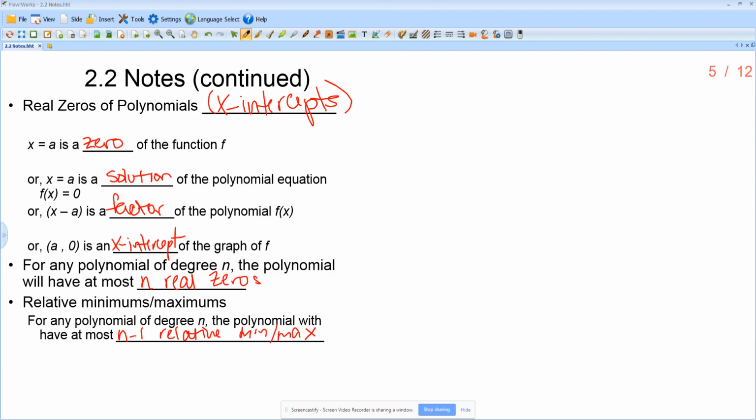So again, if I'm thinking about that x to the 5th, that means that within the graph, or within that function, there is a total of 4, because I subtract 1, possible mins or maxes.